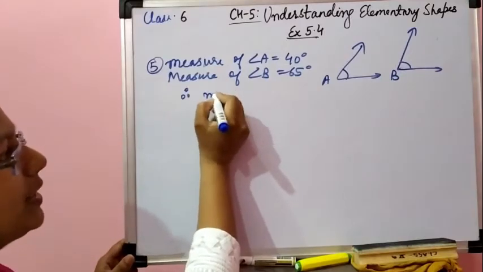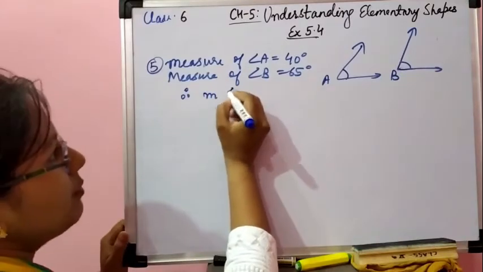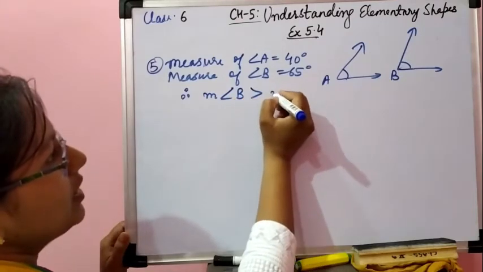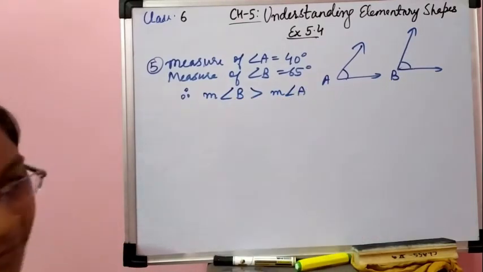Therefore, for measure we use small m. Measure of angle B is more than measure of angle A. Very simple one.